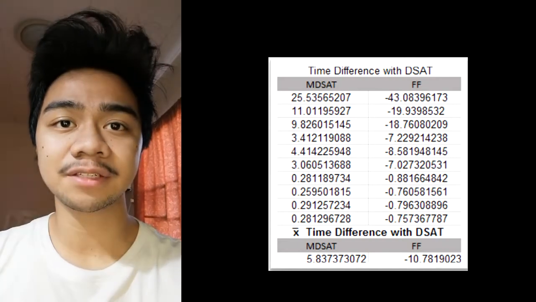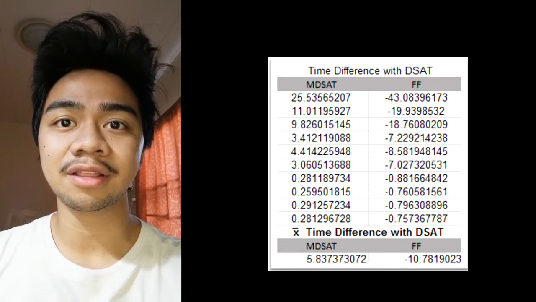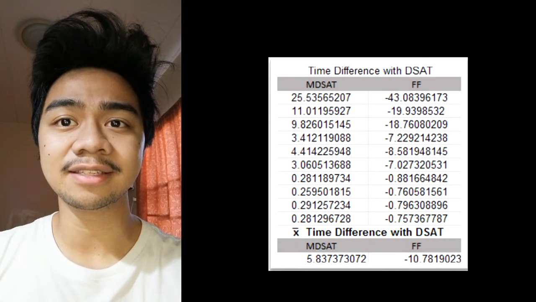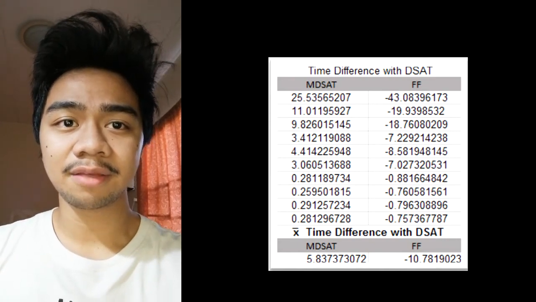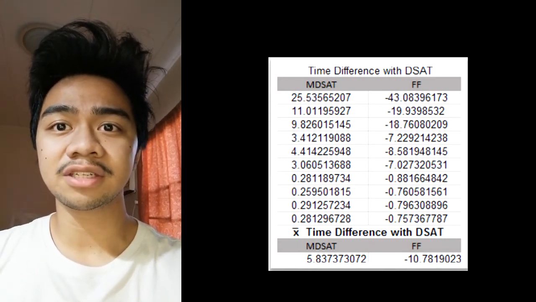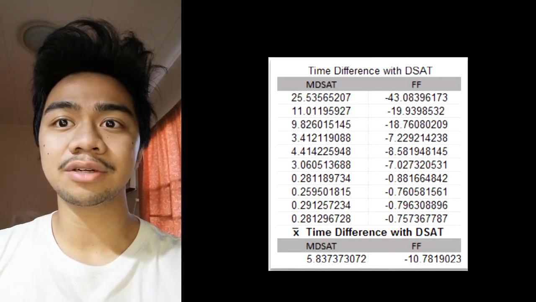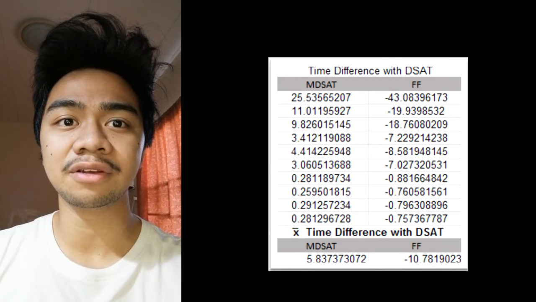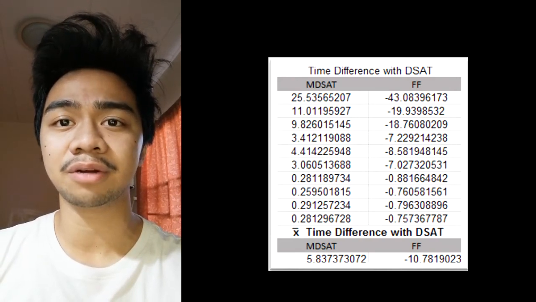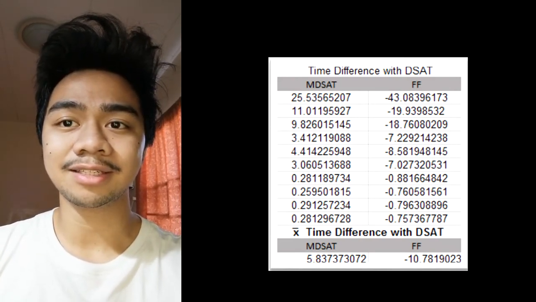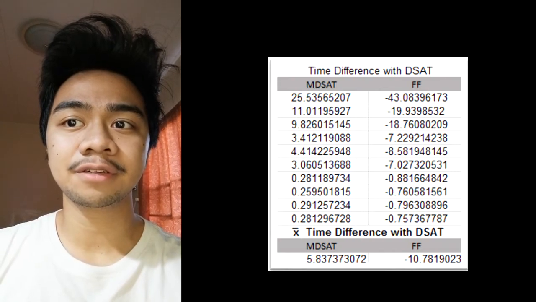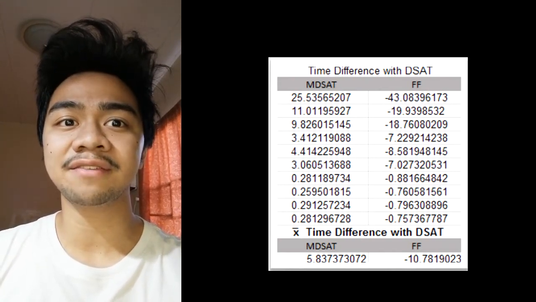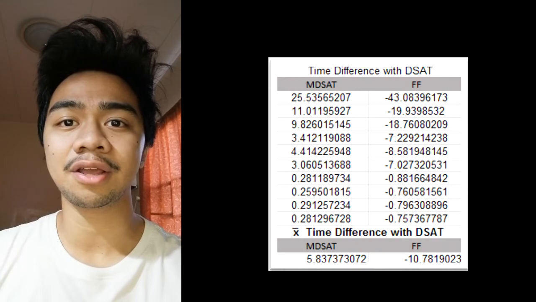Second is that first fit runs faster than MDSAT and DSAT. The positive time difference for first fit implies that it ran faster than DSAT and MDSAT in solving all of the register allocation problems. The data says that on average, first fit runs 10.78 milliseconds faster than DSAT.